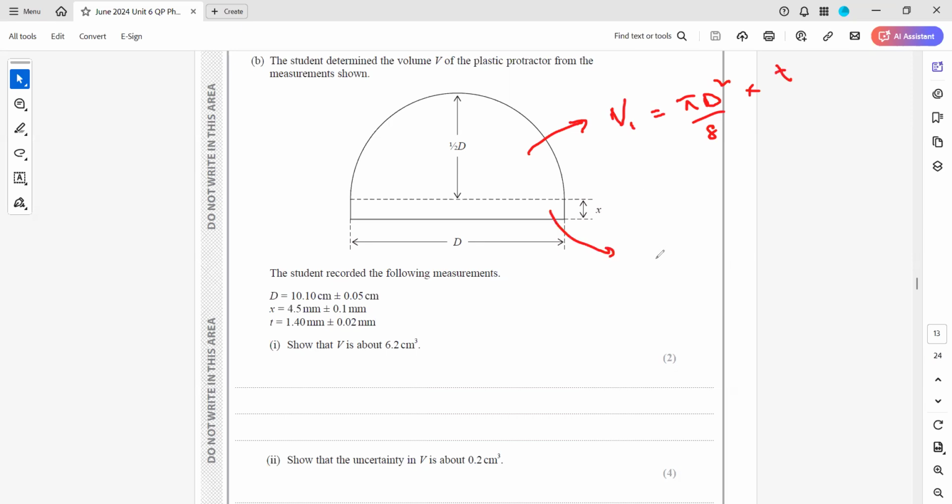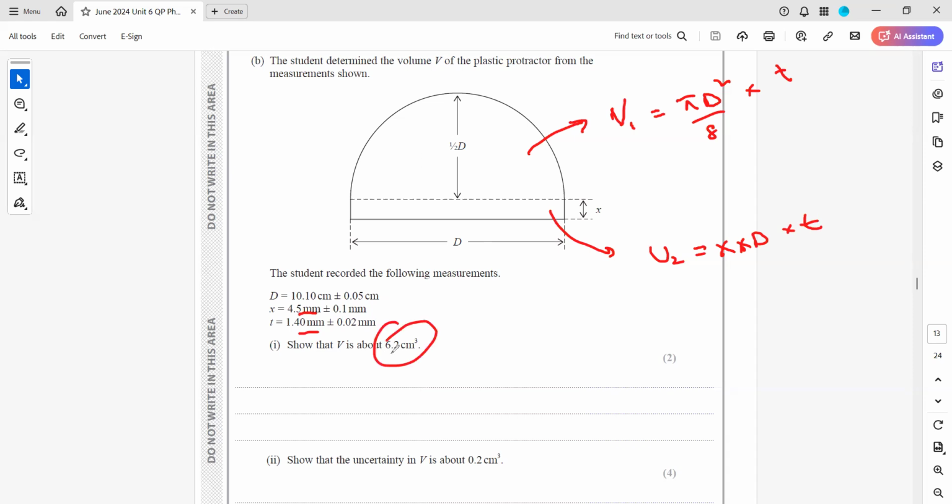And we work out the volume of this part, which is V2, that is x multiplied by d, length multiplied by width, multiplied by t. So that will give us the volume of the rectangular part. Another important thing is unit conversion. As you can see, we want the volume in centimeter cube. These units are in millimeter, so we have to convert first into centimeter before substituting in our formula.